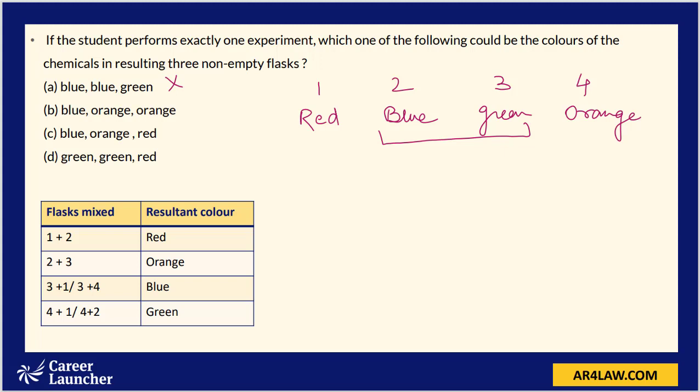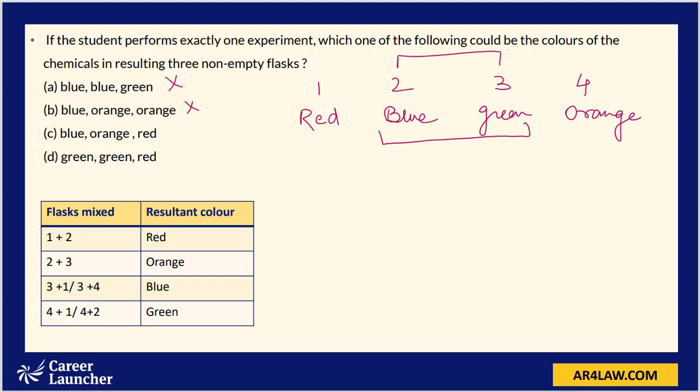Two oranges: orange can be made by mixing 2 and 3. If I mix 2 and 3, I get an orange, so I would have 1 red, 2 orange. But option B talks about 1 blue, 2 oranges. Again, this cannot be my answer.